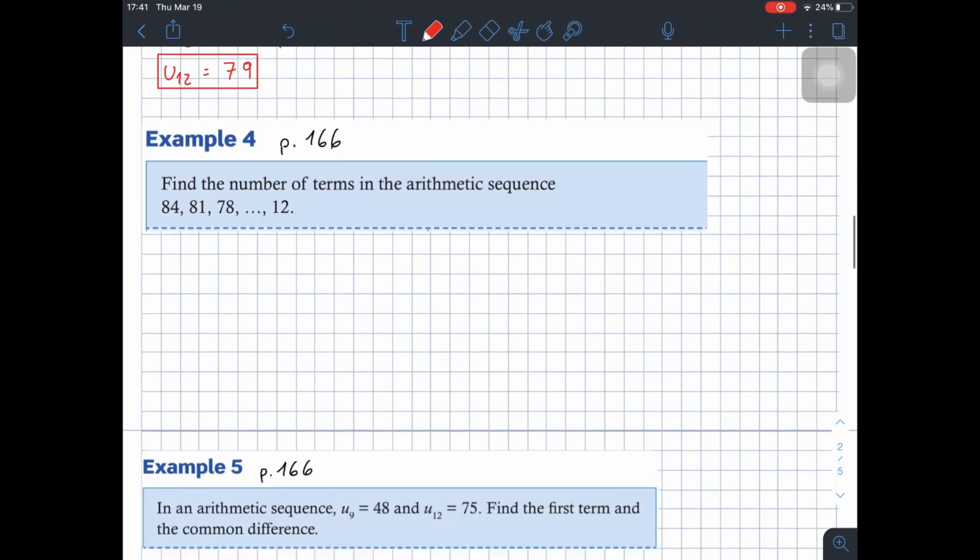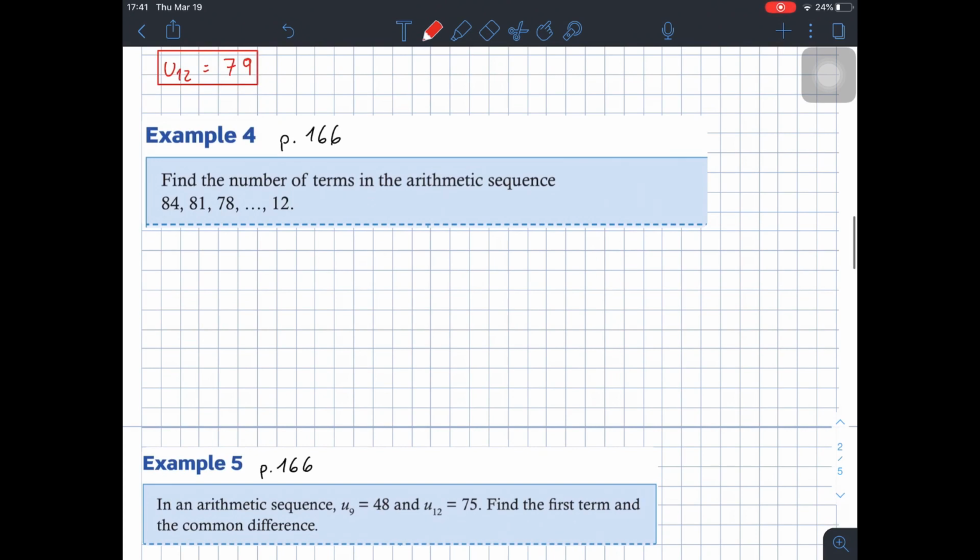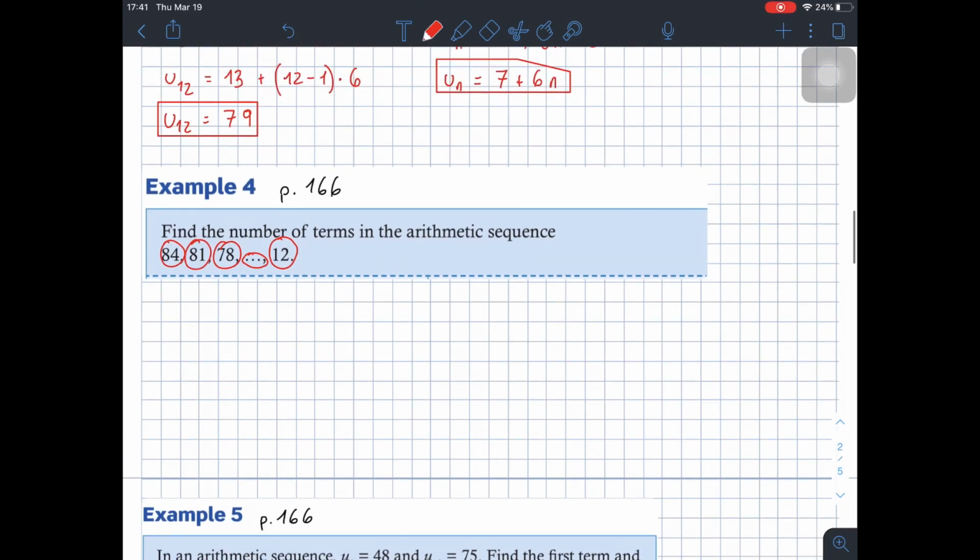Then we have example 4. It says, find the number of terms in an arithmetic sequence. So it's telling us it's an arithmetic sequence, so we can find the common difference between the terms. You see that in this case, we have u1, this would be the first term, second term, third term, then we have the ellipsis, and then we have one last number here, which is telling us that 12 is the last term of the sequence, okay? Last term of this sequence.